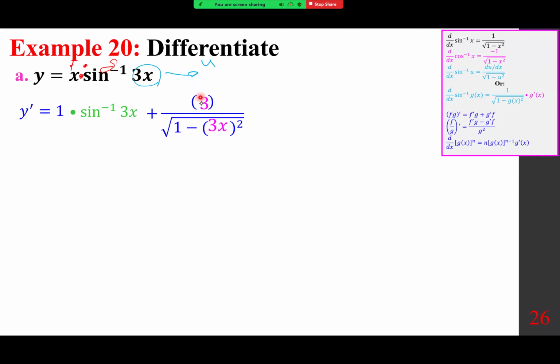And by the product rule, the g prime times f, times x. So this is f prime g plus g prime f. You just rewrite it and you're done.